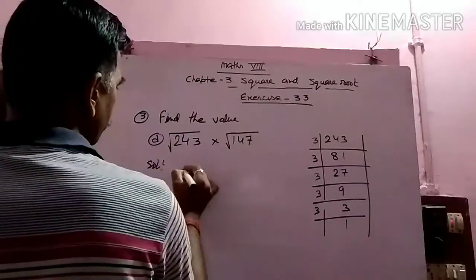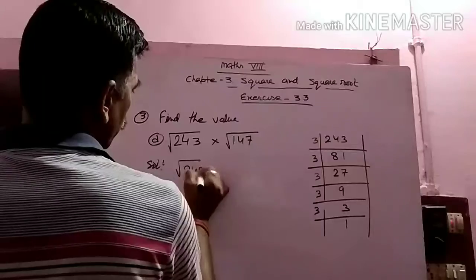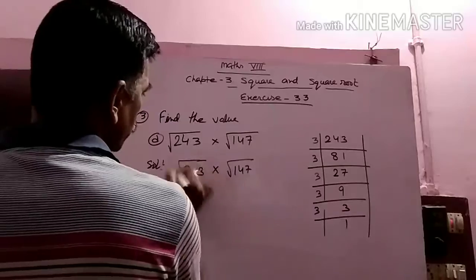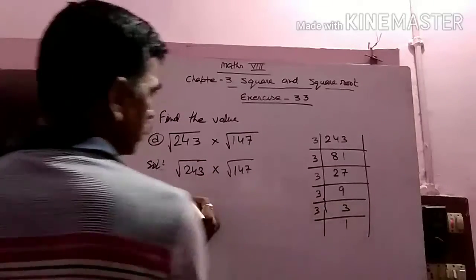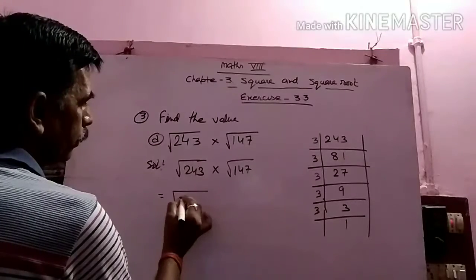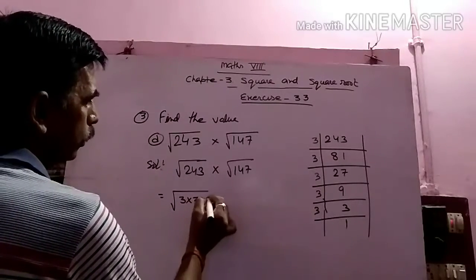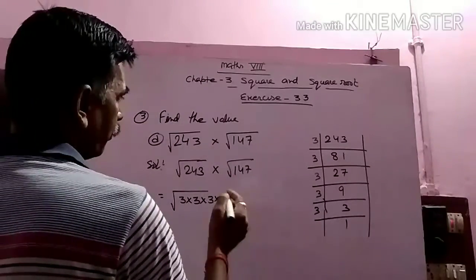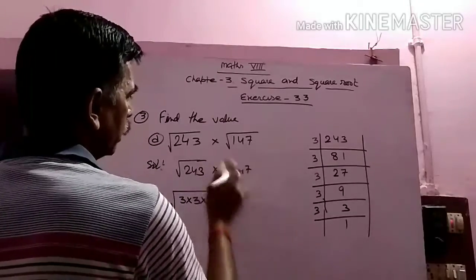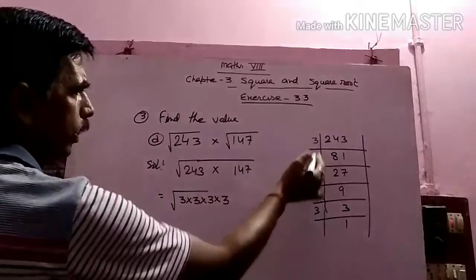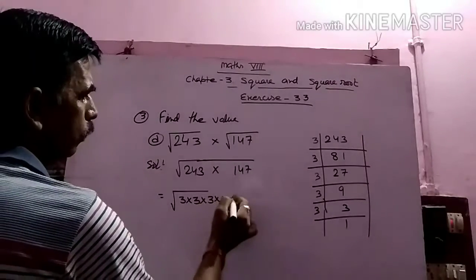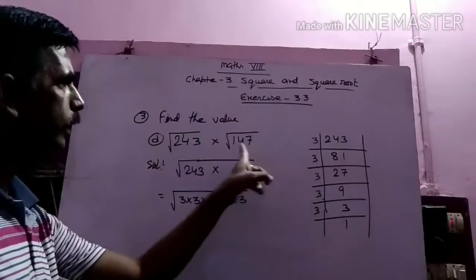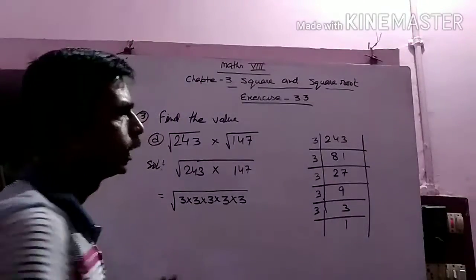Okay, so you can write like this: root under 243 into root under 147 is equal to this much. You can write this one as root under 3 into 3 into 3 into 3, or write all this in a single line like this. So this is 1, 2, 3, 4, 5 times I have written. Okay, for the next one it is 147.